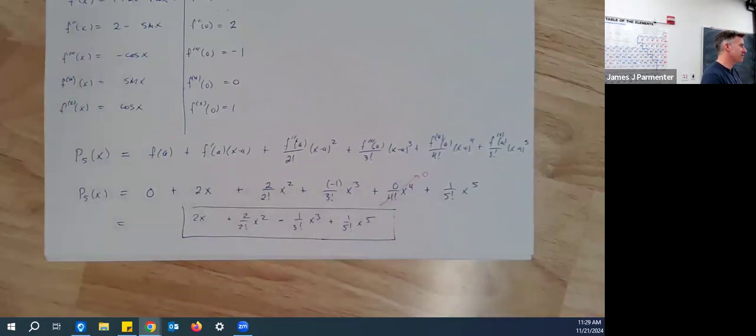And yeah, there's more simplification that could be done, but you should not do it. Right? You're not going to get points for writing that 2 over 2 factorial is equal to 1, even though it's an easy simplification, right? Certainly in the solutions, he didn't do that.